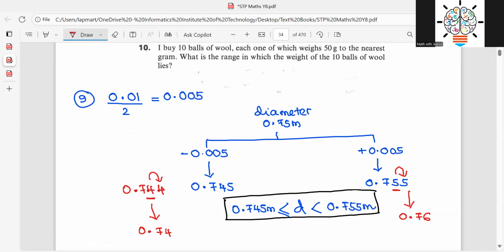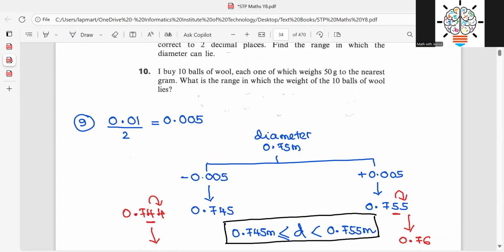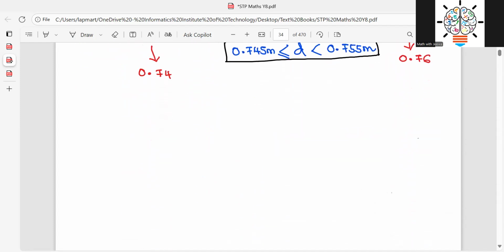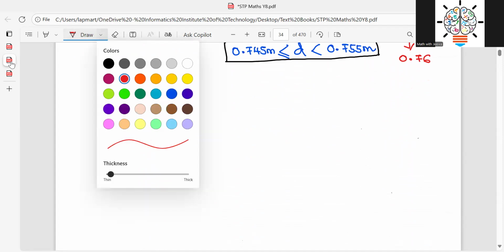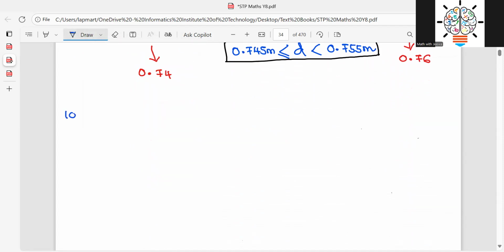Okay, right. We'll move to the last question. I buy 10 balls of wool, each one weighing 50 grams to the nearest gram, children. If it is to the nearest gram, what does that mean? The nearest unit, right? The nearest gram means 1 gram. So then the 1, I divide by 2, it should be 0.5 gram.